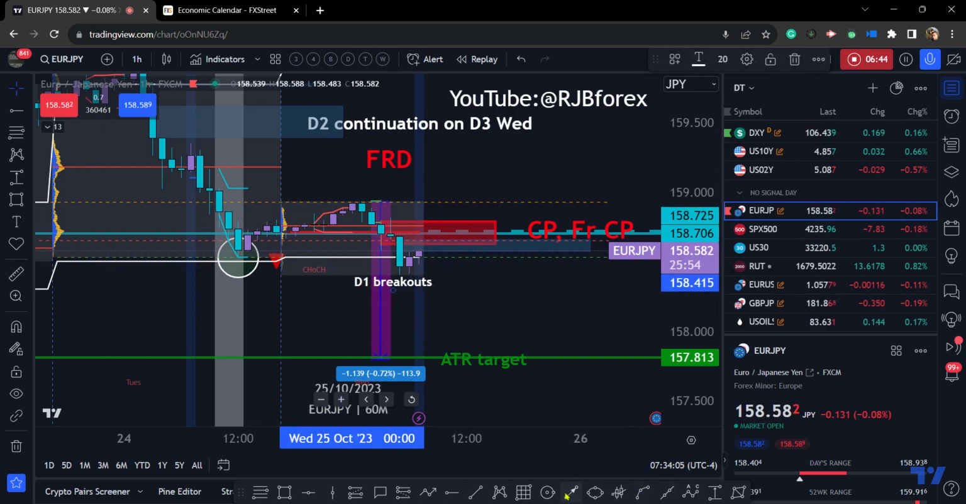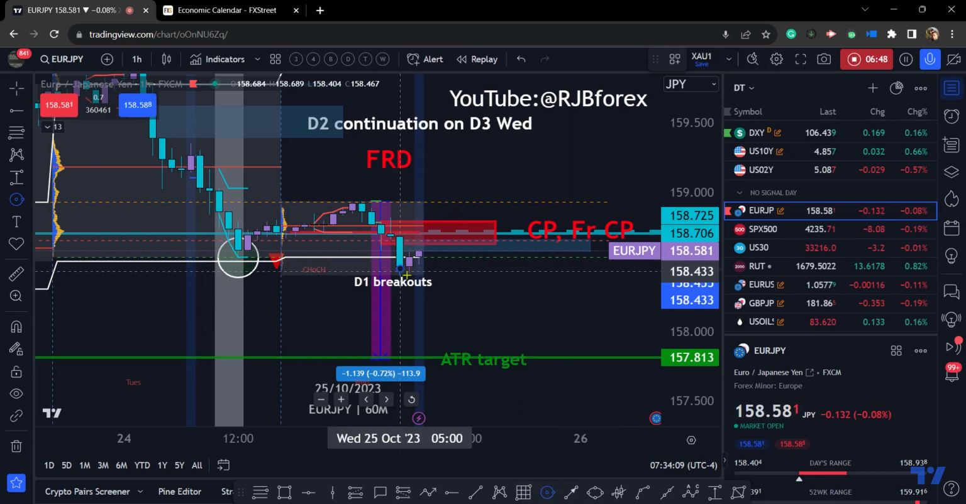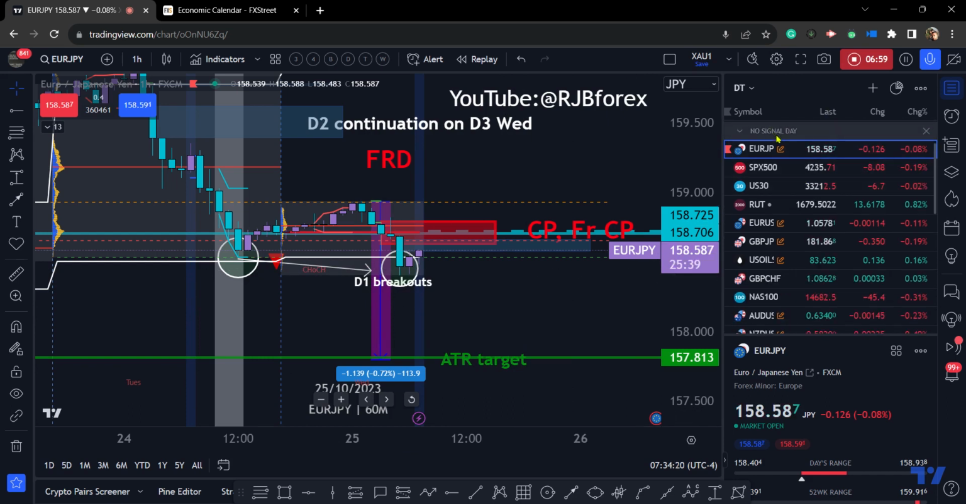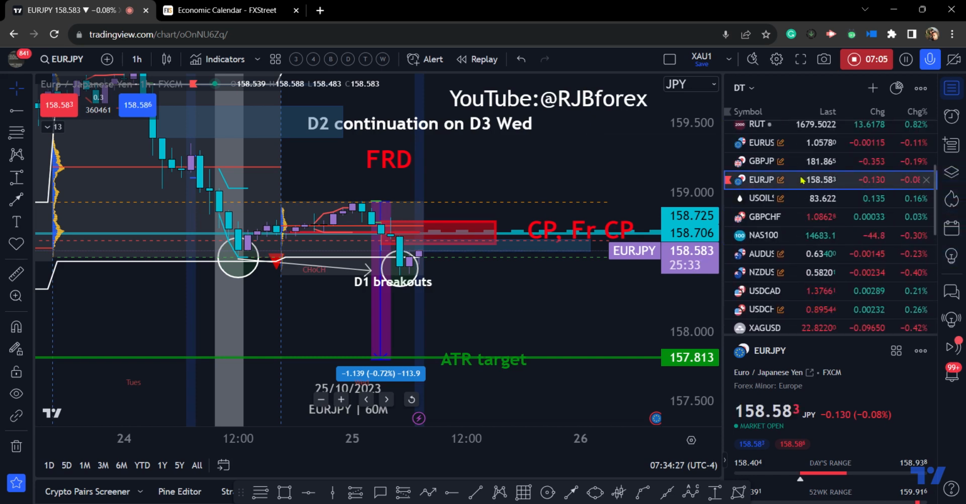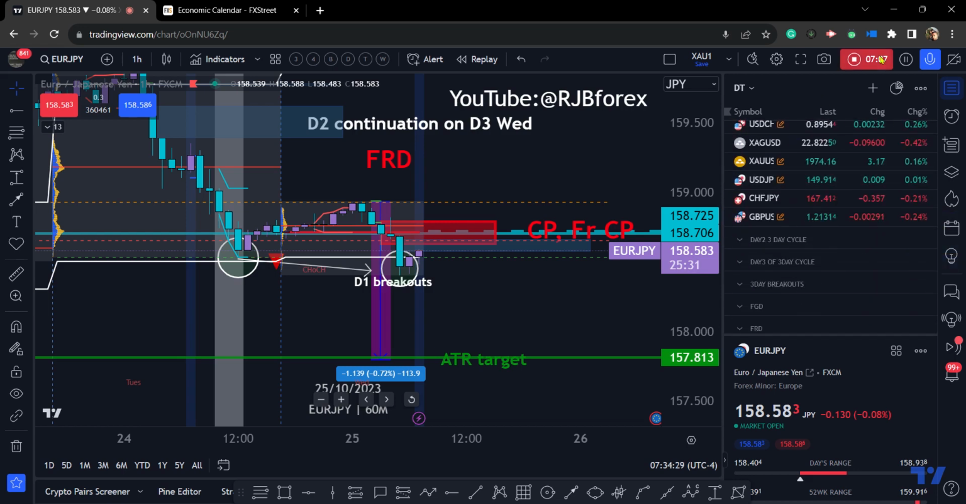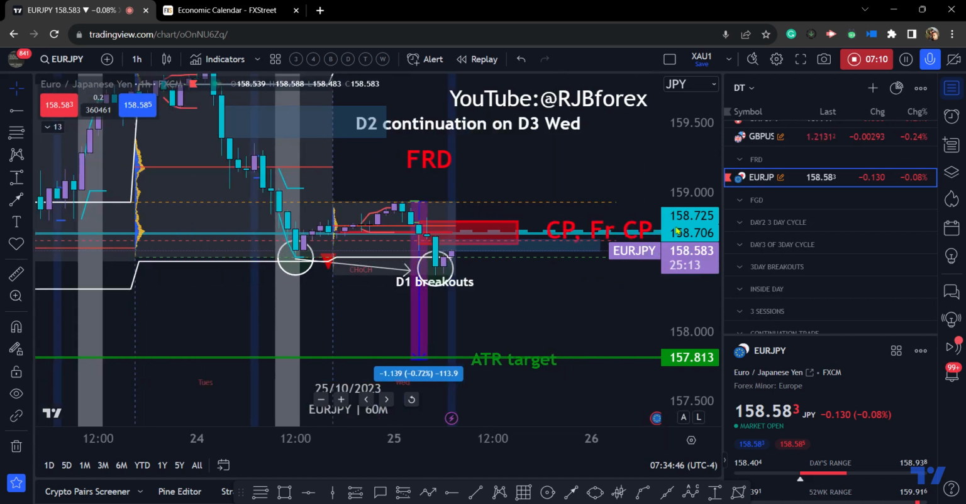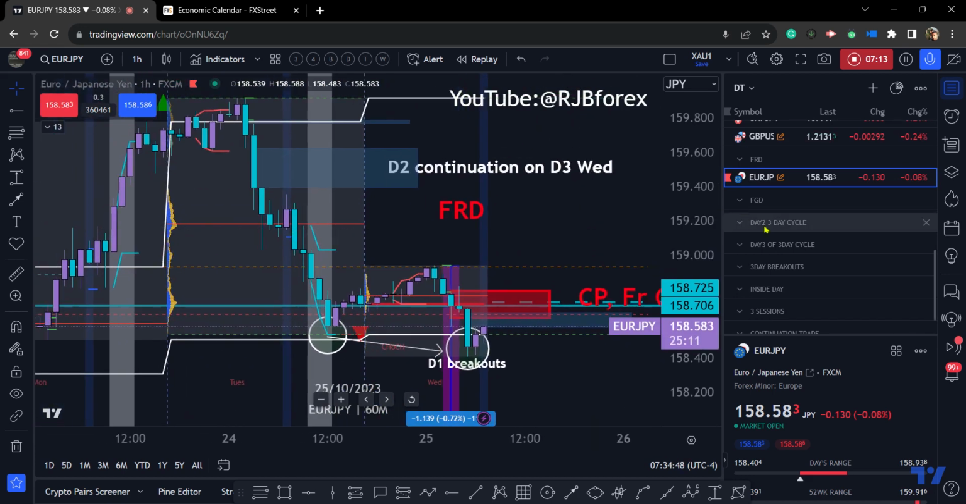Give that a little circle. Little arrow. Okay, so that's euro yen for a setup, and we need to put that in the red category, first red day. So that's under the category first red day. That is our first setup pair for a setup.